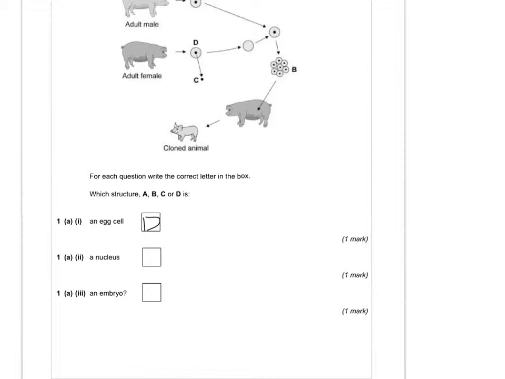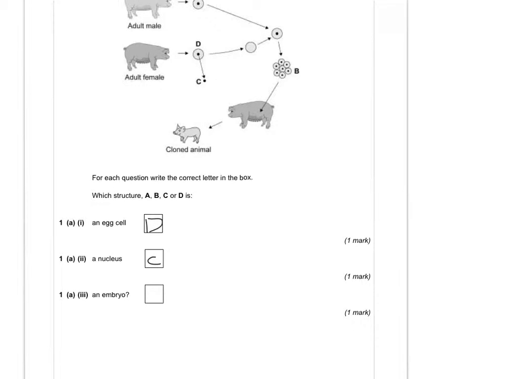Next one, the nucleus. We can see that the nucleus of the egg cell has been removed, so the nucleus is going to be C. And an embryo is a bundle of cells after the first division when a sperm and egg come together. However, we've not had a sperm and egg come together for this one. We've just had this cell resulting here, and the embryo is going to be this bundle of cells at B. So the answer for that one is B. Nice easy question to get you started on.